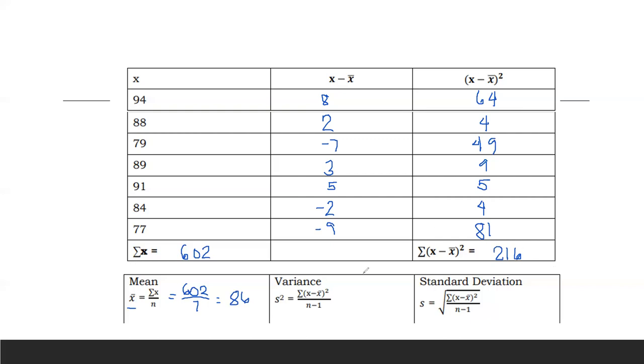So having that 216, pwede na natin siya idiretso dito sa variance. 216 divided by n minus 1, it's 7 minus 1. Ibig sabihin, that's 216 divided by 6. 216 divided by 6, that will be 36. In variance, pinapayagan natin hanggang 4 decimal places. Nagkataon lang na sakto ito, so pwede natin siyang gamitin as 36.